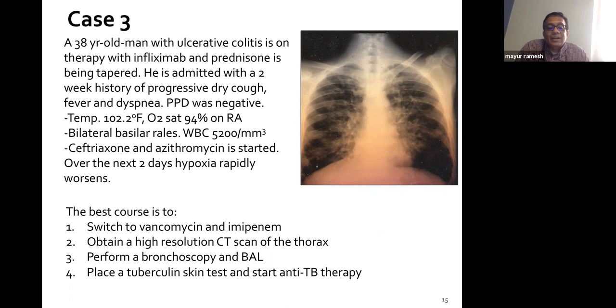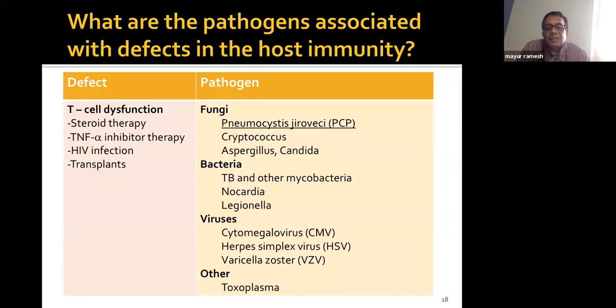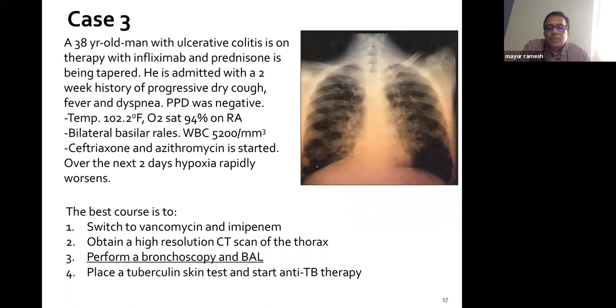Would you actually go ahead and get a bronchoscopy with BAL looking for a specific pathogen, or would you start empiric anti-TB therapy at this point of time? So let's dwell into this case a little bit further. The answer here is bronch and BAL, because the condition, as you can see on the x-ray, has diffuse interstitial infiltrates. So this condition is actually PCP.